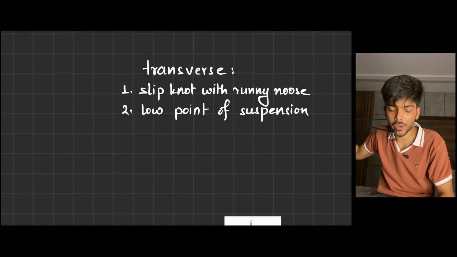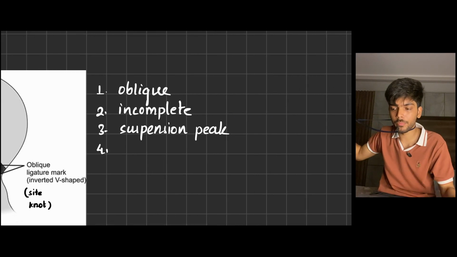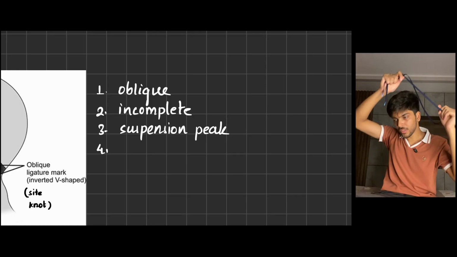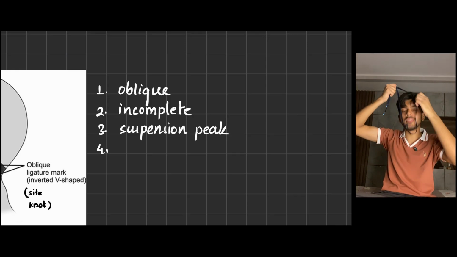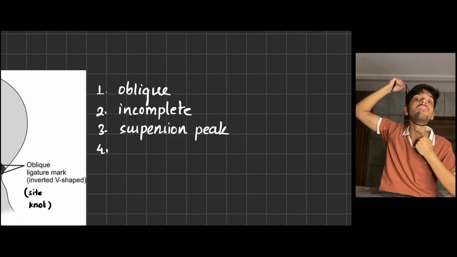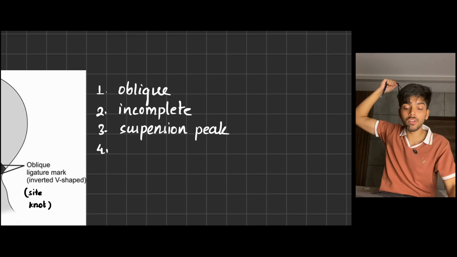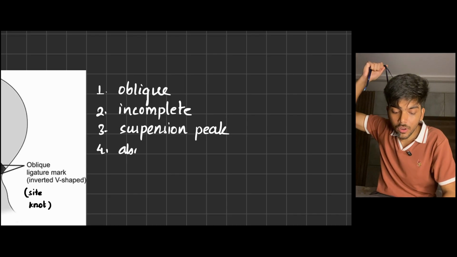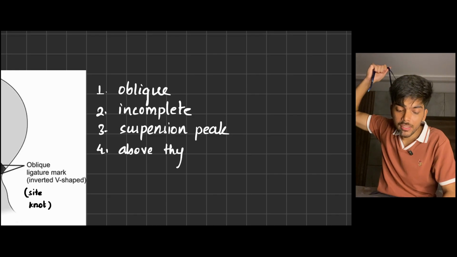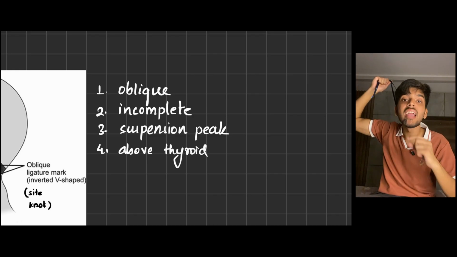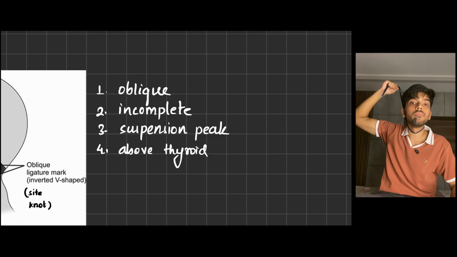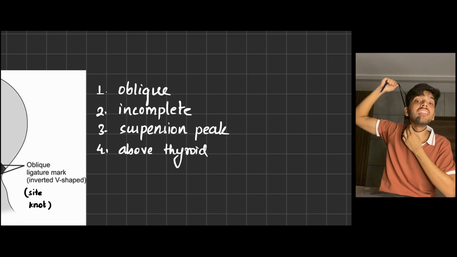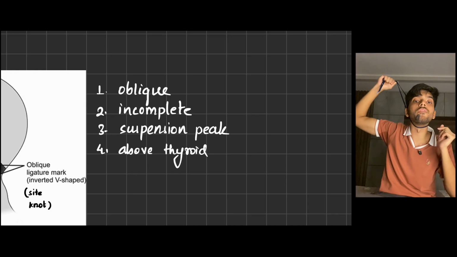I missed one point. See, number 4. In hanging, the ligature mark is above the level of the thyroid. Why? Even if I ligate myself below the thyroid, due to gravity and the weight of my body, the ligature will eventually slip above the thyroid.